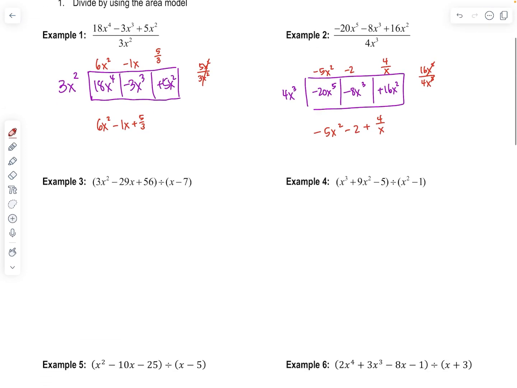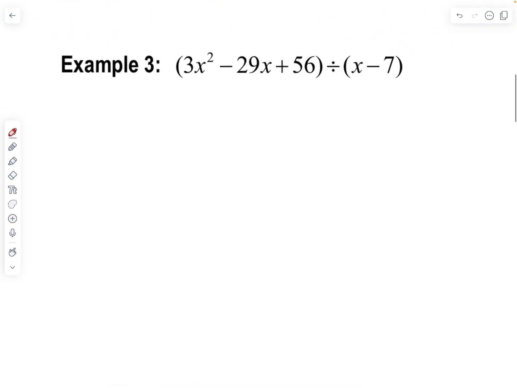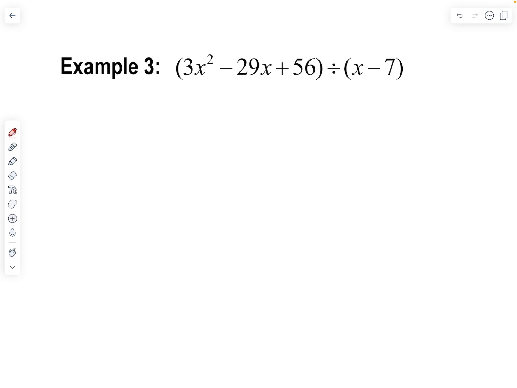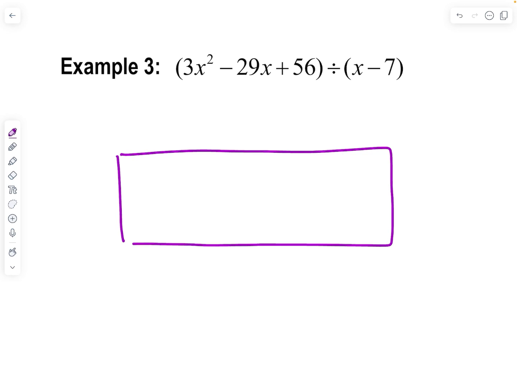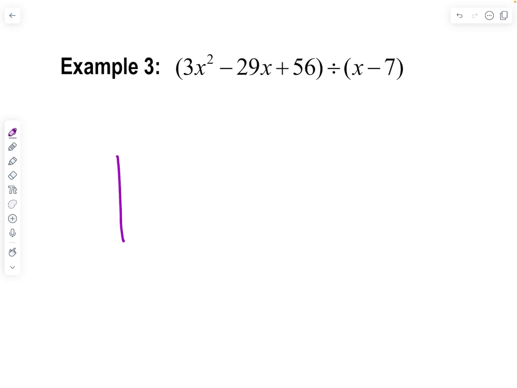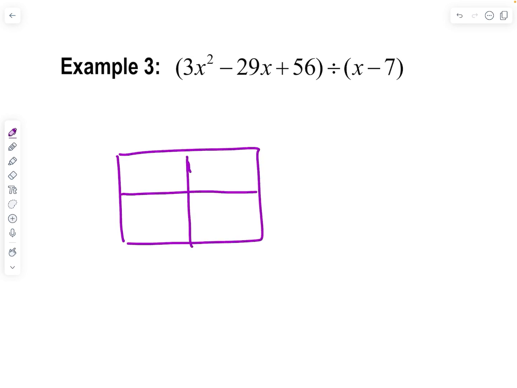So now what happens when I divide by a binomial? This is the alternative to long division. I am dividing by a binomial, x minus 7, so I'm going to make an x minus 7, so I have 2 rows there.